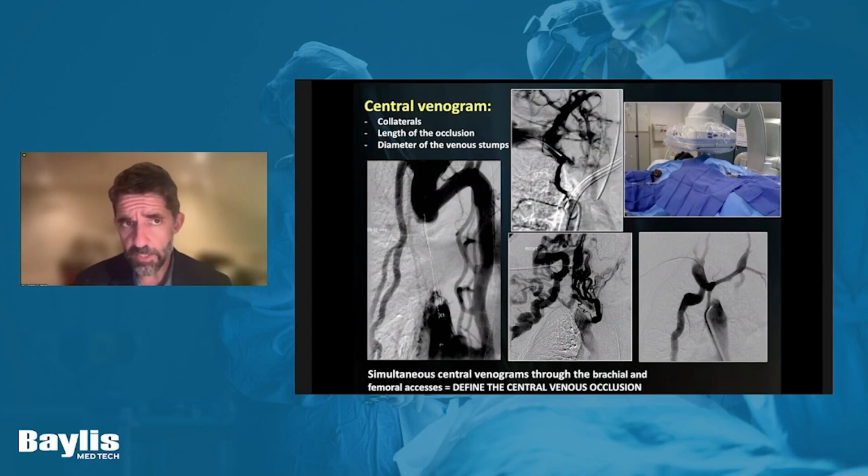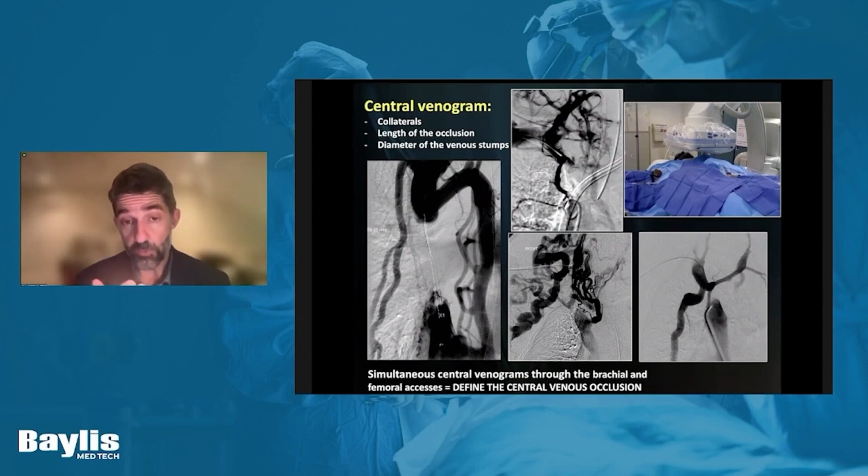And as you can see in this central image here, for example, you can't really see where to start connecting what to what. So sometimes it can be very straightforward, as you can see on the far left of the screen. SVC occlusion, super straightforward, what needs to be connected to what, but sometimes it's not that straightforward. So central venogram from both sides is important.